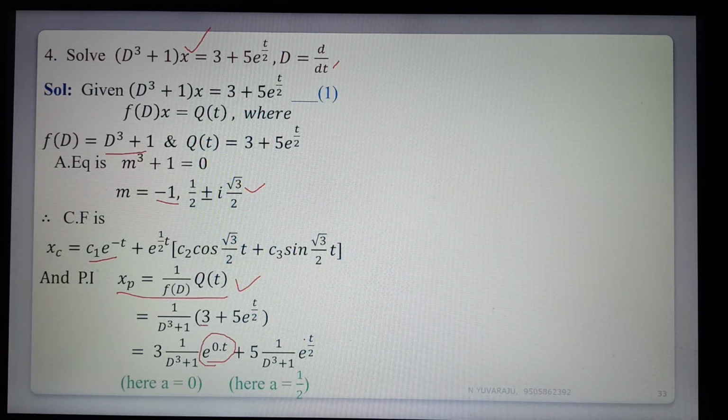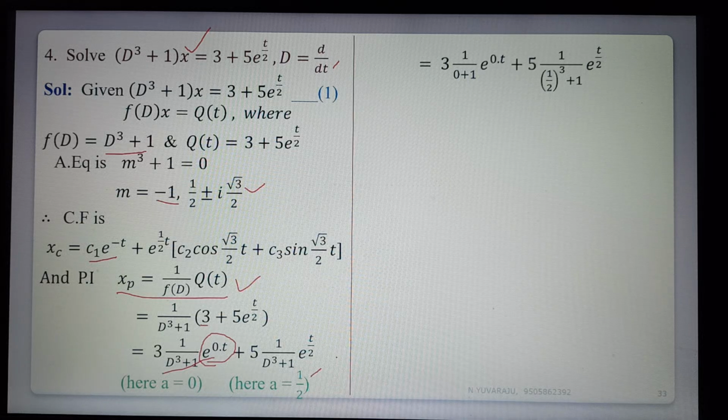So here a is equal to 0 for the first term, and for the second term a is equal to 1 by 2. Replacing D with 0, 3 into 1 by 0 plus 1 e power 0t, plus in the second case replacing D with 1 by 2, 5 into 1 by (1 by 2) whole cube plus 1 into e power t by 2. Simplifying, that is equal to 3 plus 40 by 9 into e power t by 2. This is a particular integral.